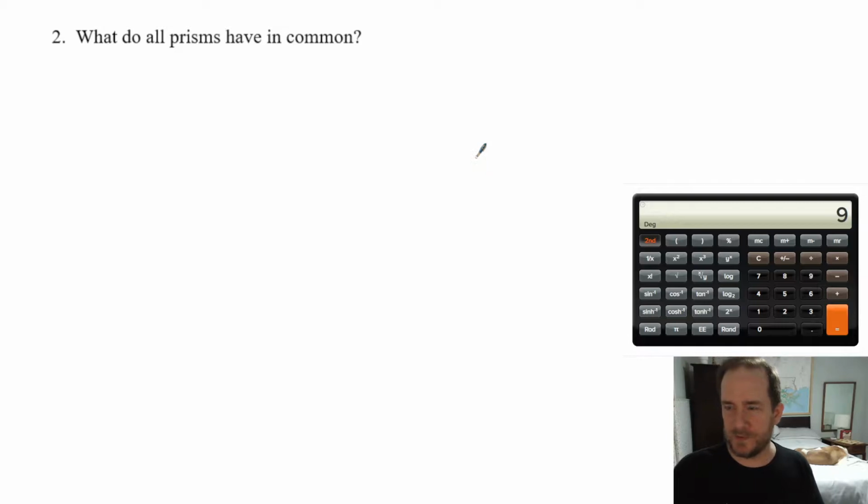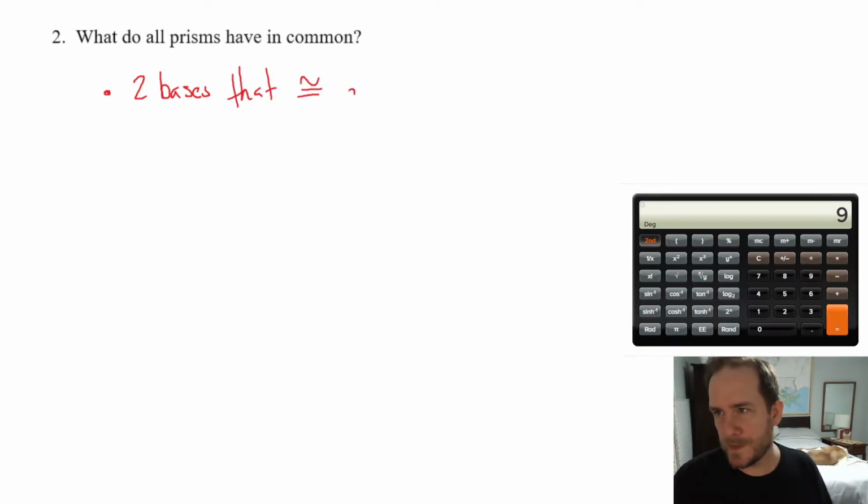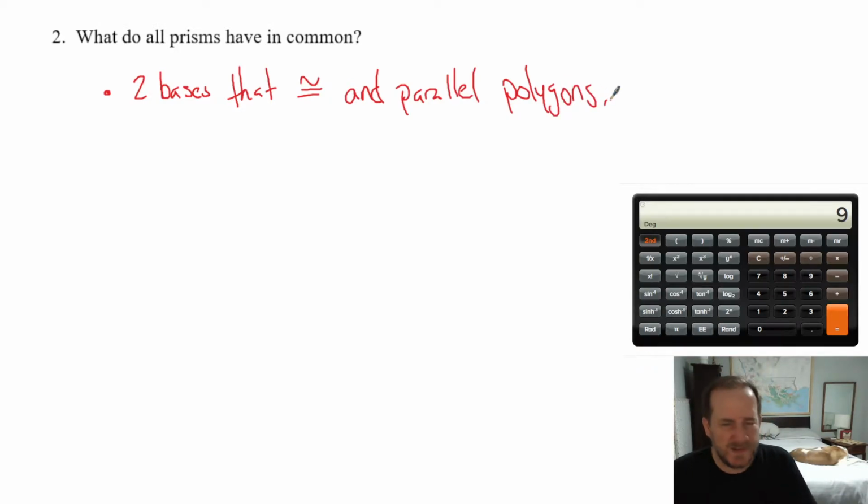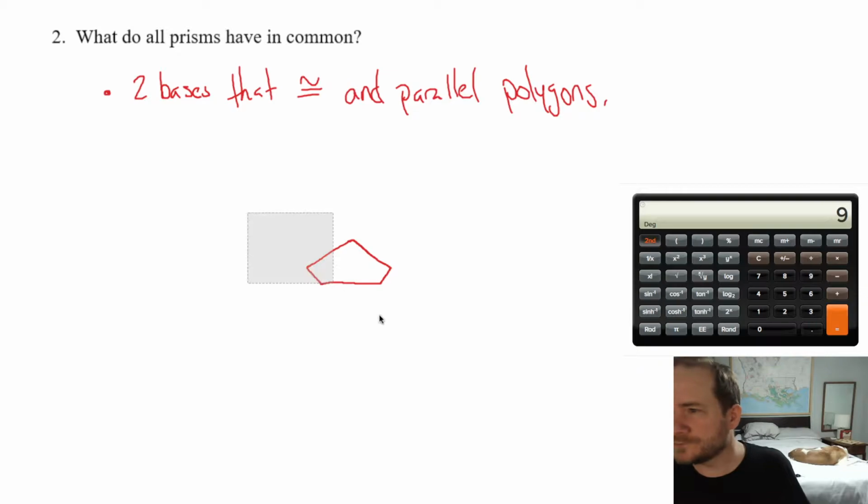Alright, this thing says, what do all prisms have in common? And I told you before, to be a prism, you have to have two bases that are congruent and parallel polygons. I think that's what this question wants you to say. The only other thing that you could potentially say is, picture a prism. So I mean, again, I need to duplicate this.